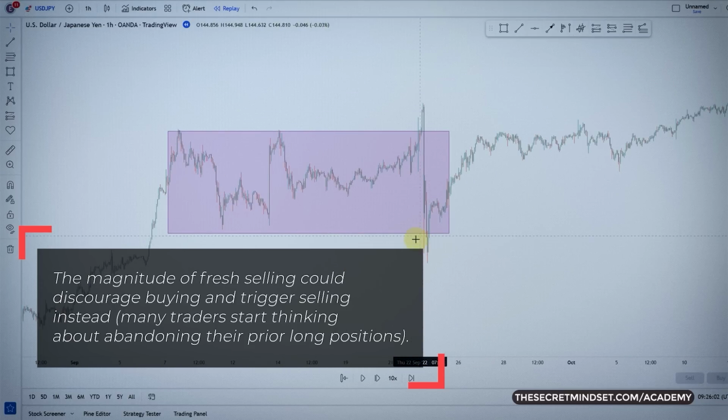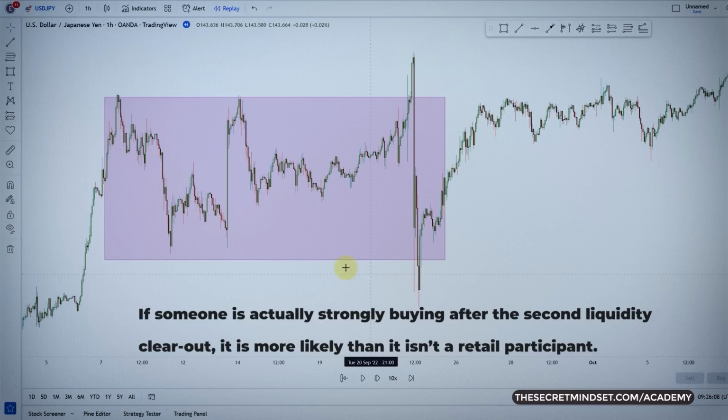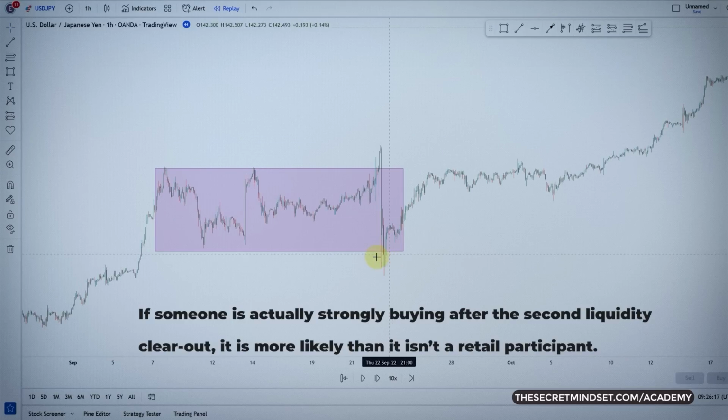Many traders start thinking about abandoning their prior long positions. If someone is actually strongly buying after the second liquidity clearout, it is more likely that it isn't a retail participant. This gives you insight that someone bigger is willing to defend this area.